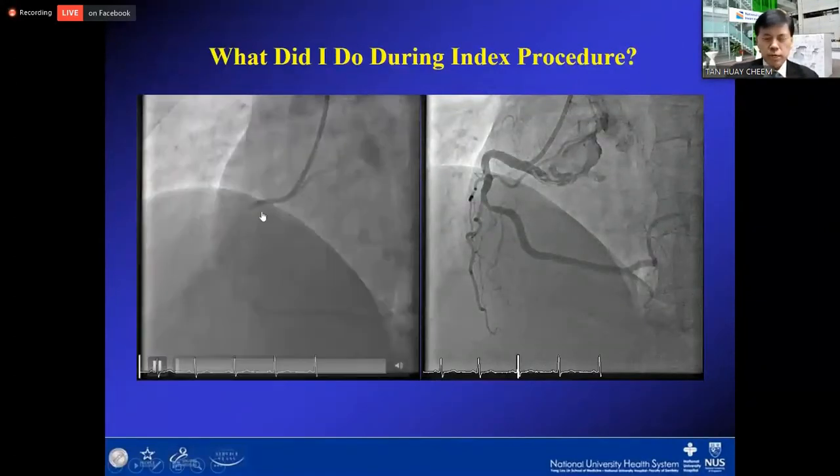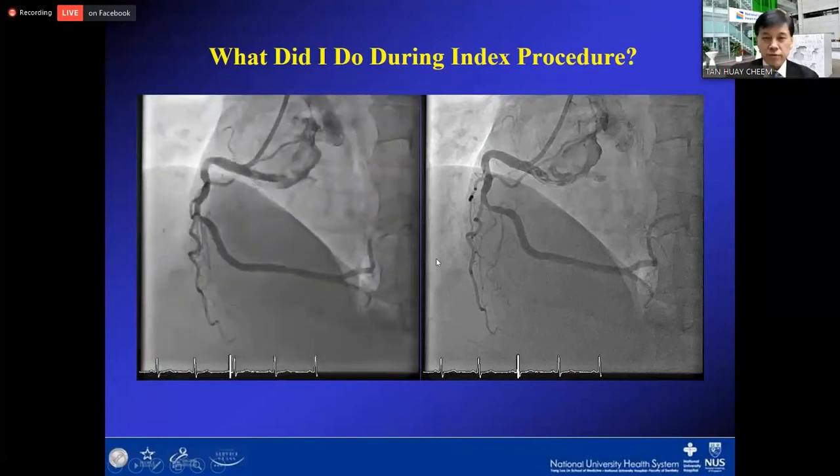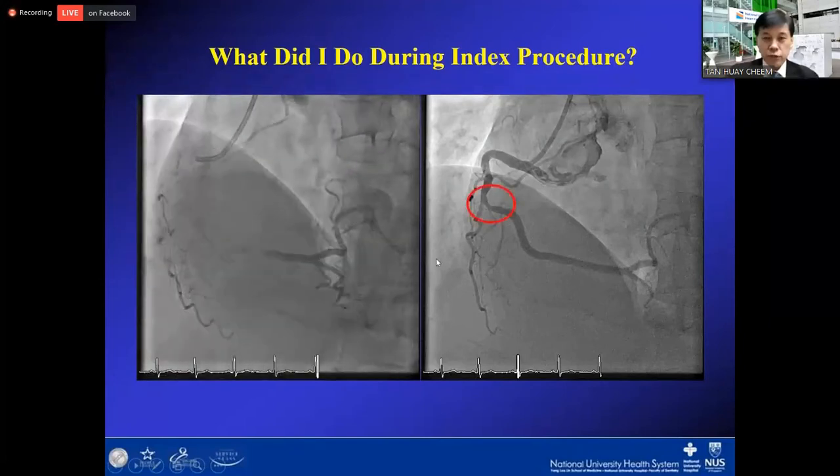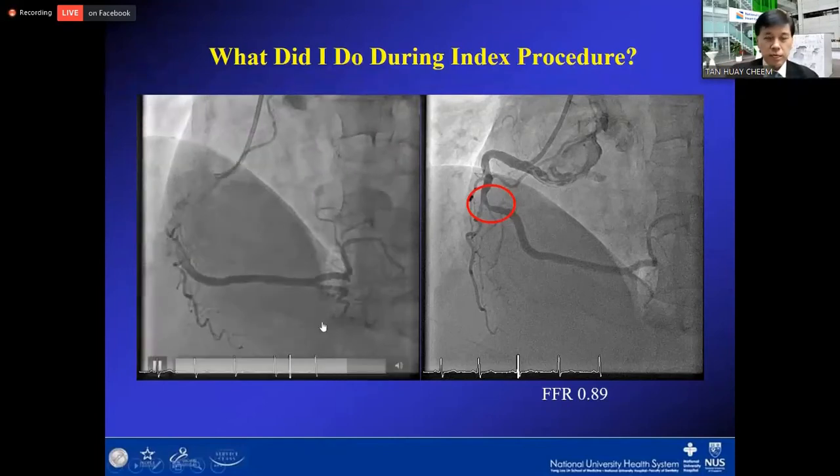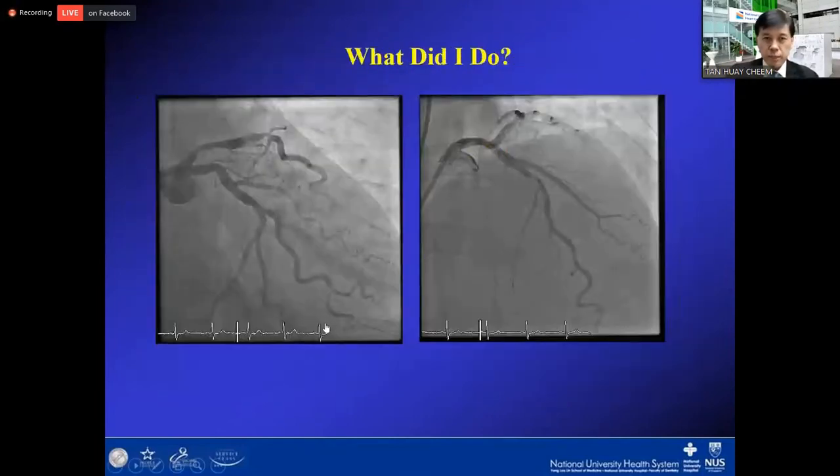So this was the RCA. I did the FFR at the time before I finished up the procedure. The FFR measure was 0.89, so this is hemodynamically not significant. I measured the LAD before I stopped the procedure. The LAD FFR was 0.76.